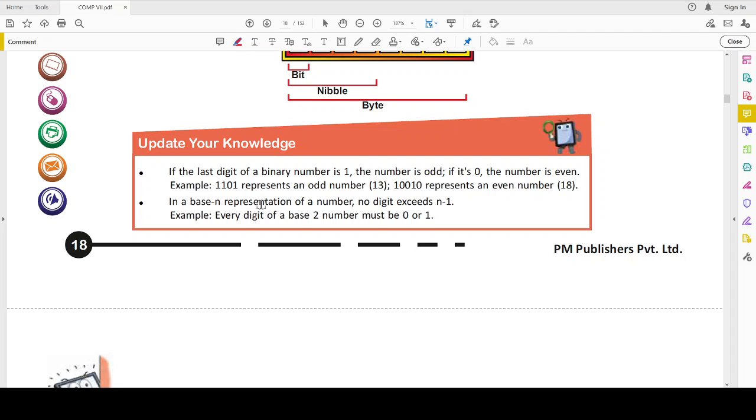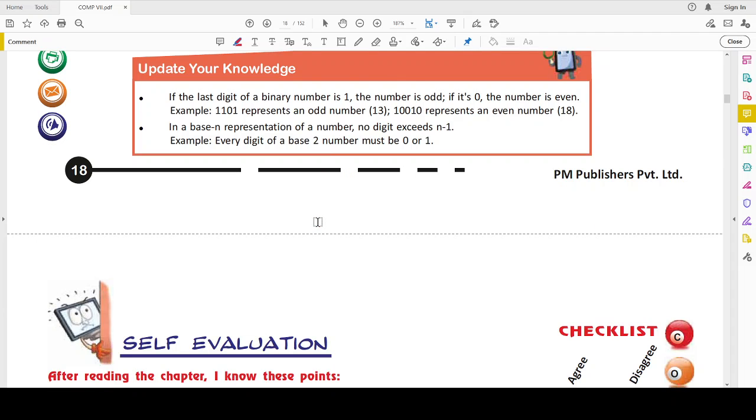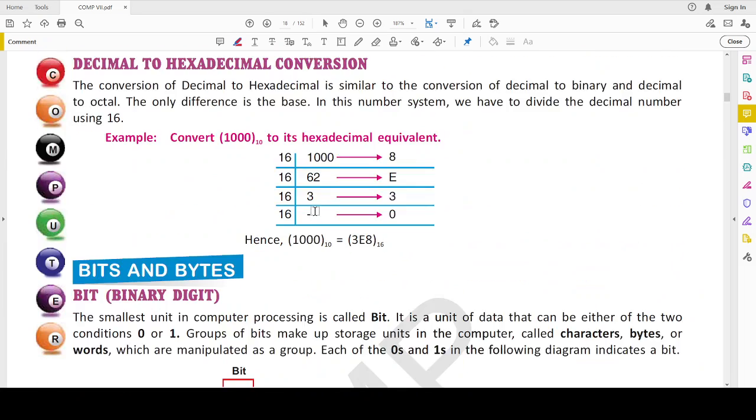In a base n representation of a number, no digit exceeds n minus 1. Every digit of a base 2 number must be 0 or 1. You cannot write anything other than 0 or 1 in a binary number or a base 2 representation, right? These things you have read already, so I think there is no confusion.